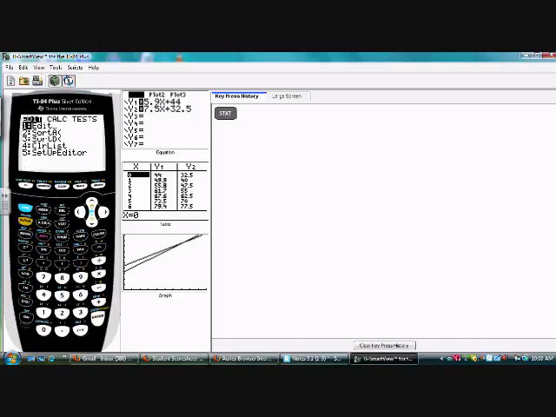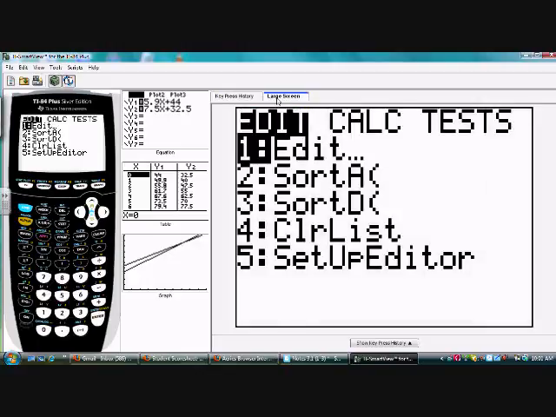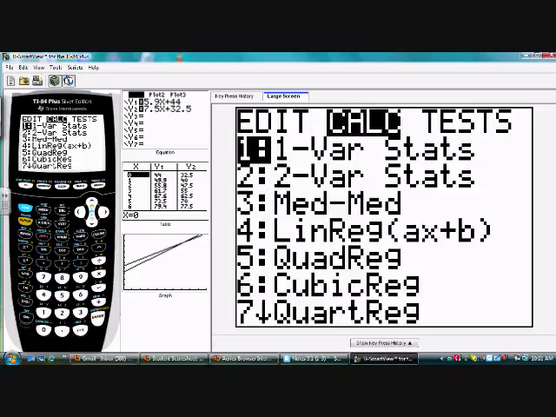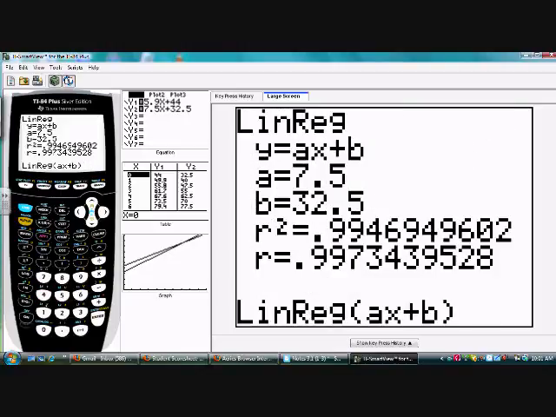Push stat. And where do I go to next to make the line of best fit? Calc, arrow right to calc. And which one do I pick? Number 4. Okay, going to do something a little different this time. Ed's inputs are the weeks. That's list 1. So you're going to tell linreg list 1. You hit second 1.